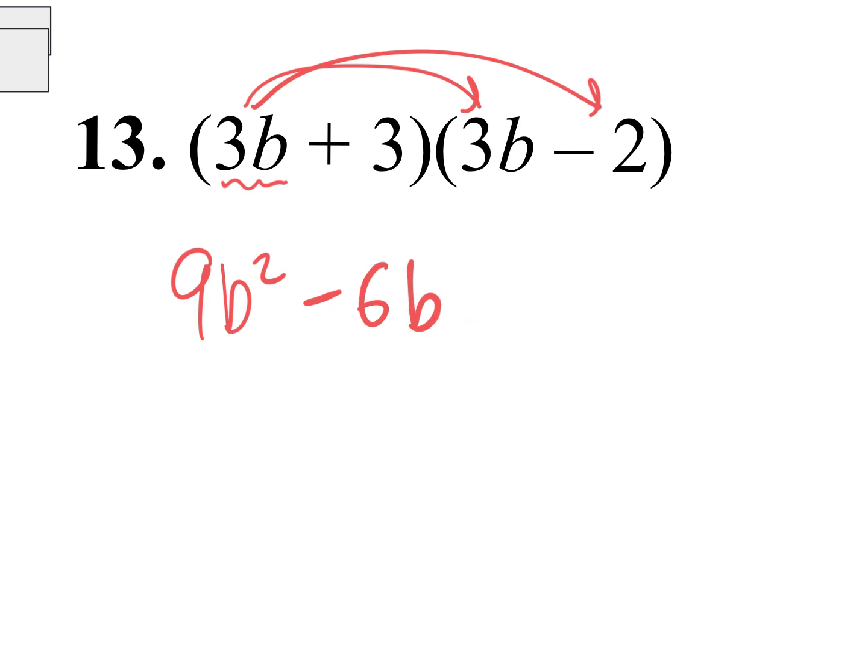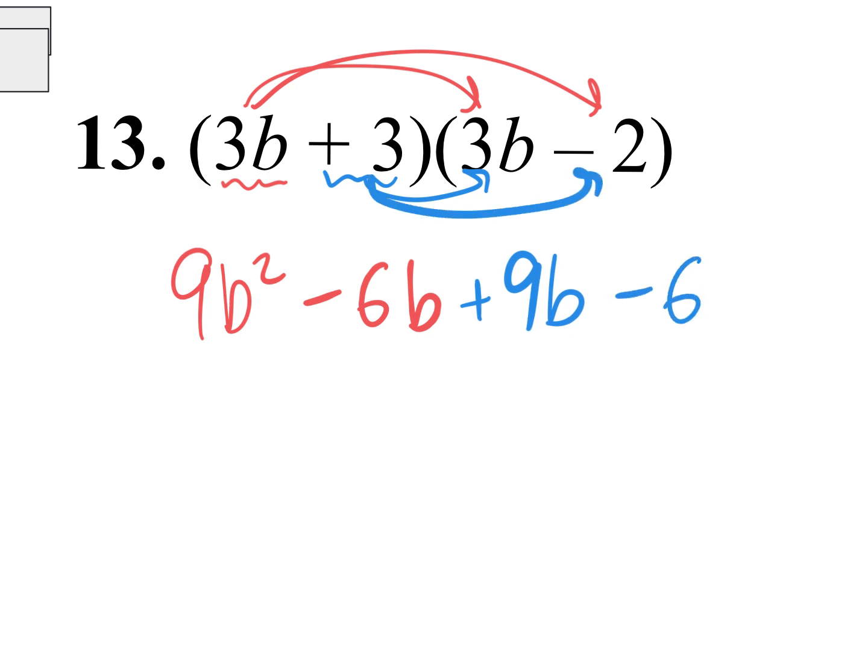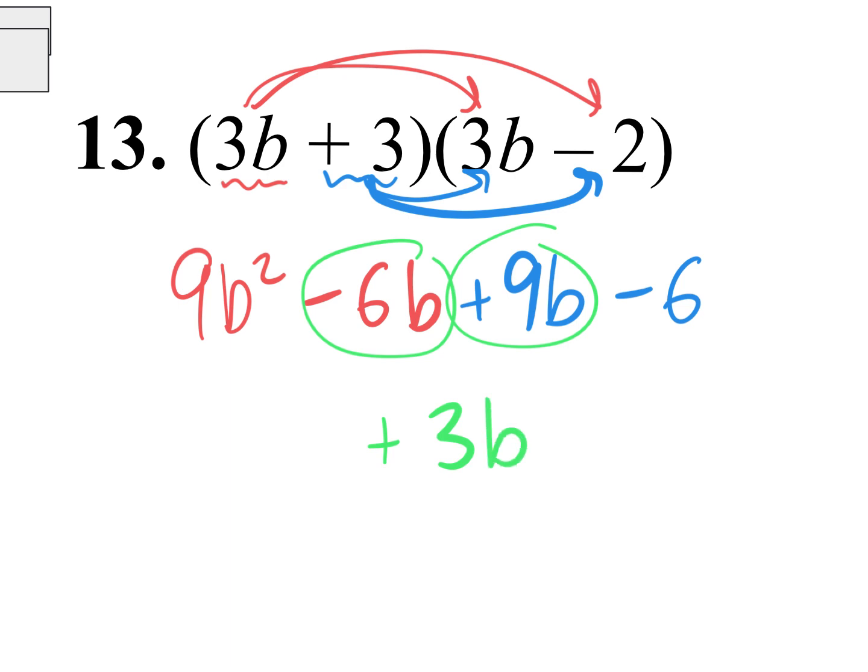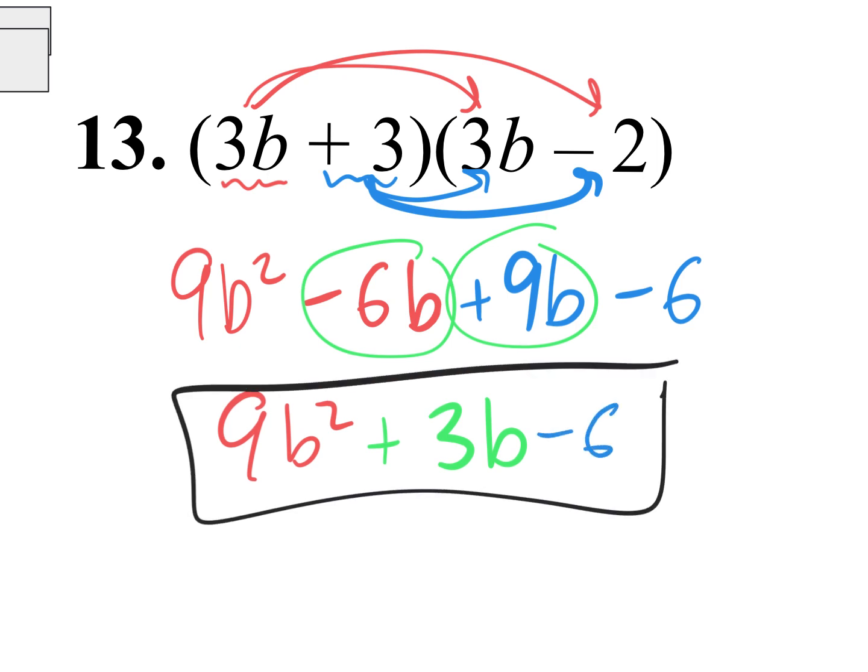Now let's distribute the positive 3. Positive 3 times 3b, what do I get? Positive 3 times 3 is 9 with a single b. And then positive 3 times negative 2, that's a negative 6. Out of those 4 terms, you could combine the two middle terms. You owe 6, you have 9. You're going to have 3 left over. We're talking about b's. Then bring down the 9b squared, bring down the minus 6, and there's your quadratic trinomial answer.